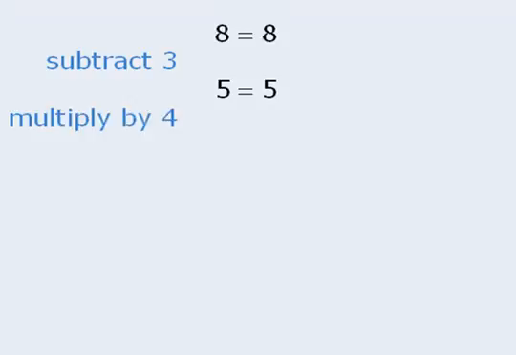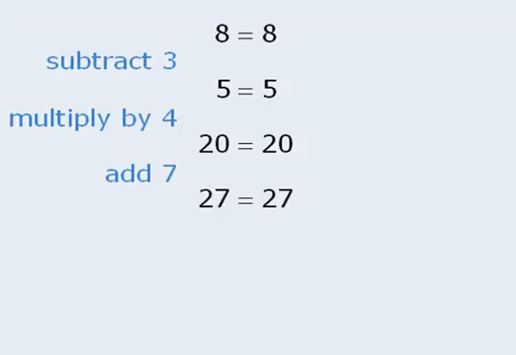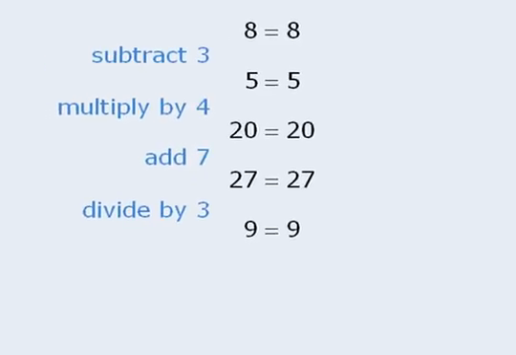Similarly, if we multiply both sides by 4, the two resulting values are still equal, 20 and 20. If we add 7 to both sides, the two resulting values are still equal. If we divide both sides by 3, the resulting values are equal. And if we take the square root of both sides, the two resulting values remain equal. These observations tell us that if two values are equal, they will continue to be equal if we perform the same operations to both sides of the equation.